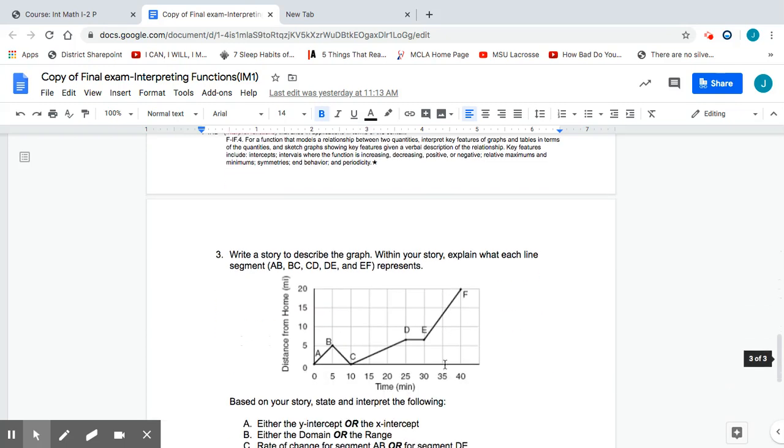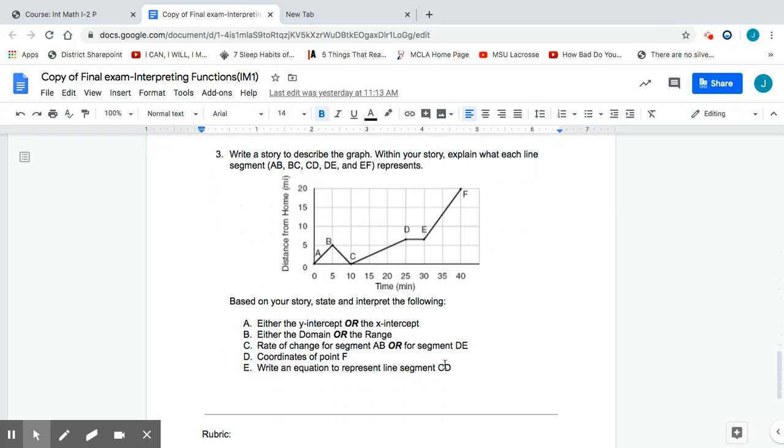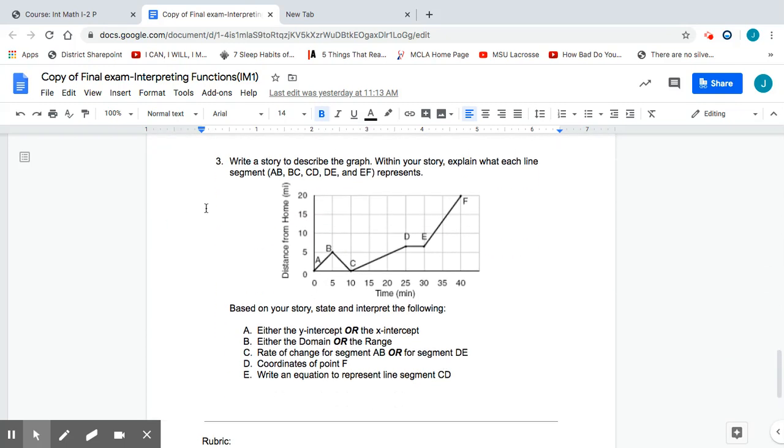Okay, let's go to the third question. The third question says, write a story to describe the graph. Within your story, explain what each line segment AB, BC, CD, DE, and EF represents. Okay, so you would do that.